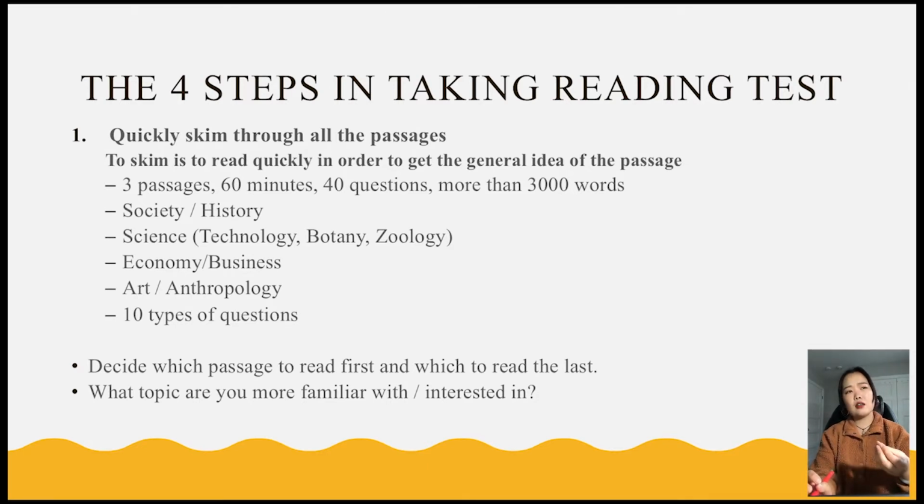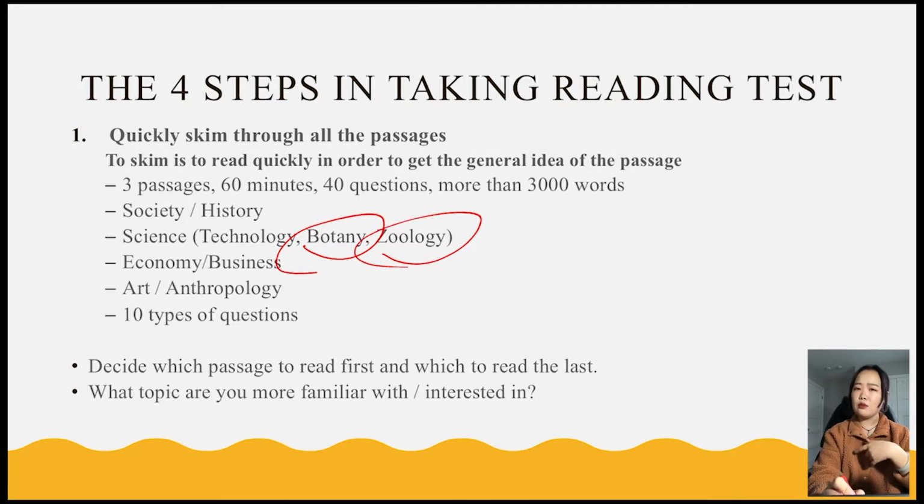Why is this step so important? Why does it matter? It's because being familiar with one specific topic of the passage means that you have an easier time understanding the difficult vocabulary relating to that topic. For example, if you're interested in science, then you would probably know what the word botany means and what the word zoology means. Or if you're interested in humanity, then you're more likely to know the word anthropology.